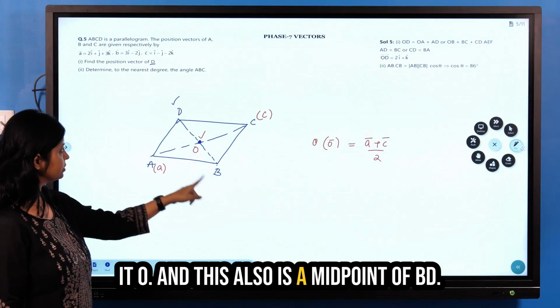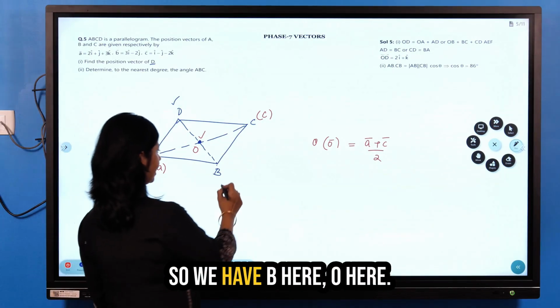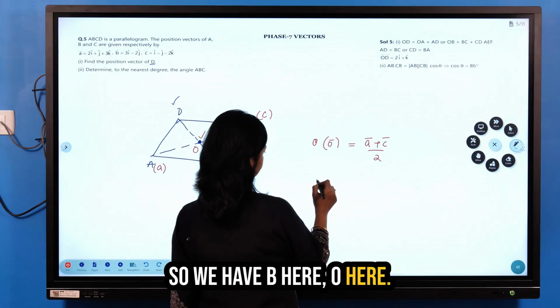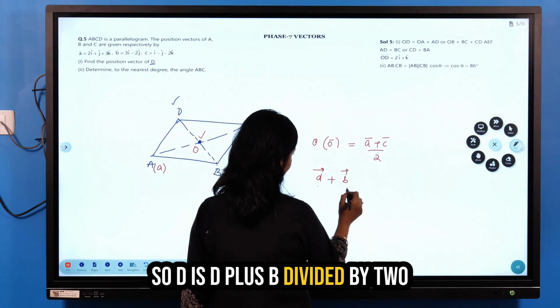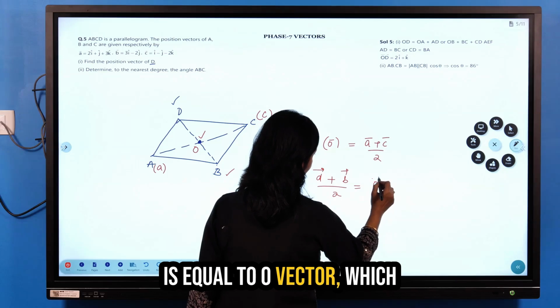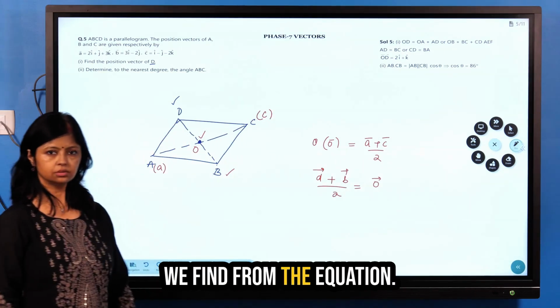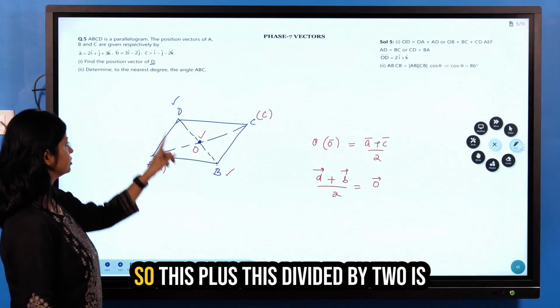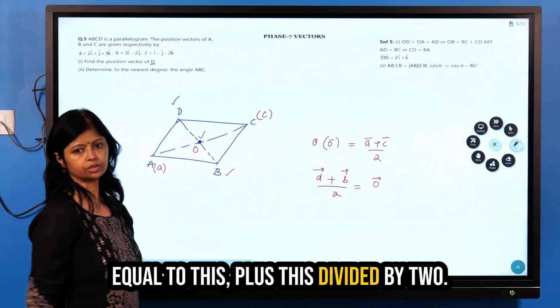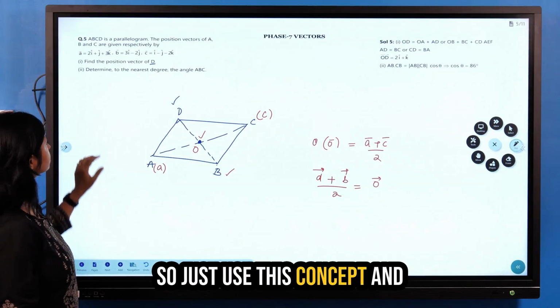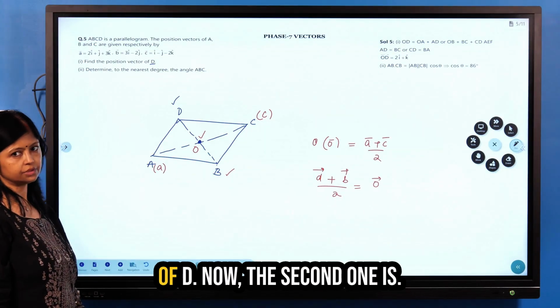And this also is the midpoint of BD. So we have B here, O here. So (D plus B) divided by 2 is equal to the O vector, which we find from the other equation. So this plus this divided by 2 is equal to this plus this divided by 2. So just use this concept and we can find the position vector of D.